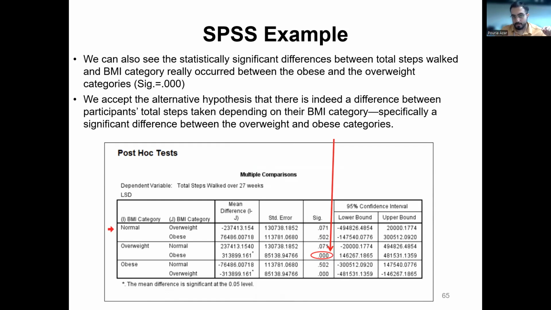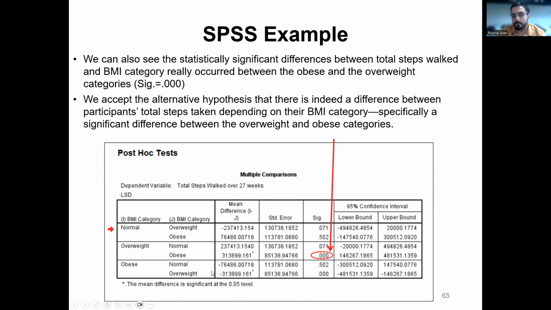And we can look at the p-value or significance column to see if there is a significant difference between two means. There are only two p-values that are significant. They are less than 0.05. So overweight and obese. We can say there is a significant difference between overweight and obese BMI categories in terms of the total number of steps.